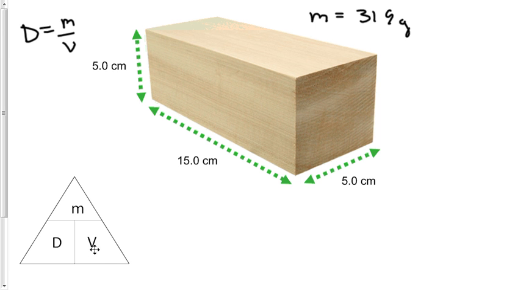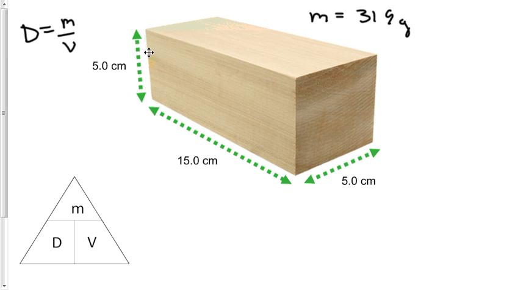What if I want to find volume? So I cover over volume. And then we notice that mass is on top of density. So take mass divided by density. But what if I want to know mass? I cover over mass and they're right next to each other. So density times volume would be what our mass is. Okay, well, let's go ahead and just find density.